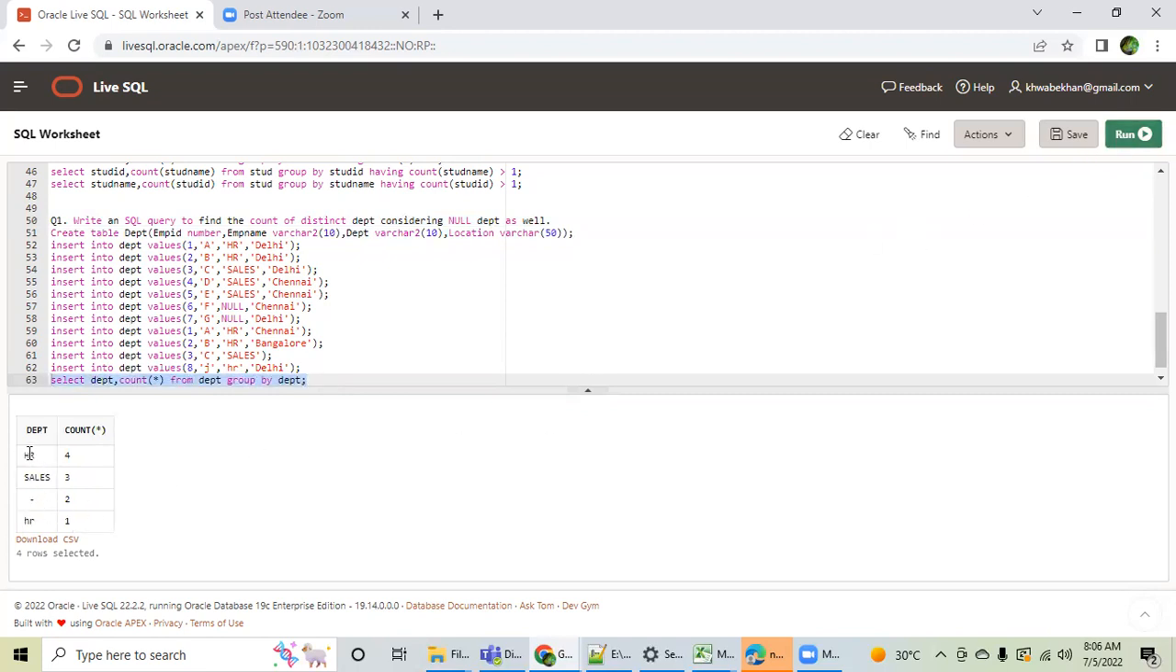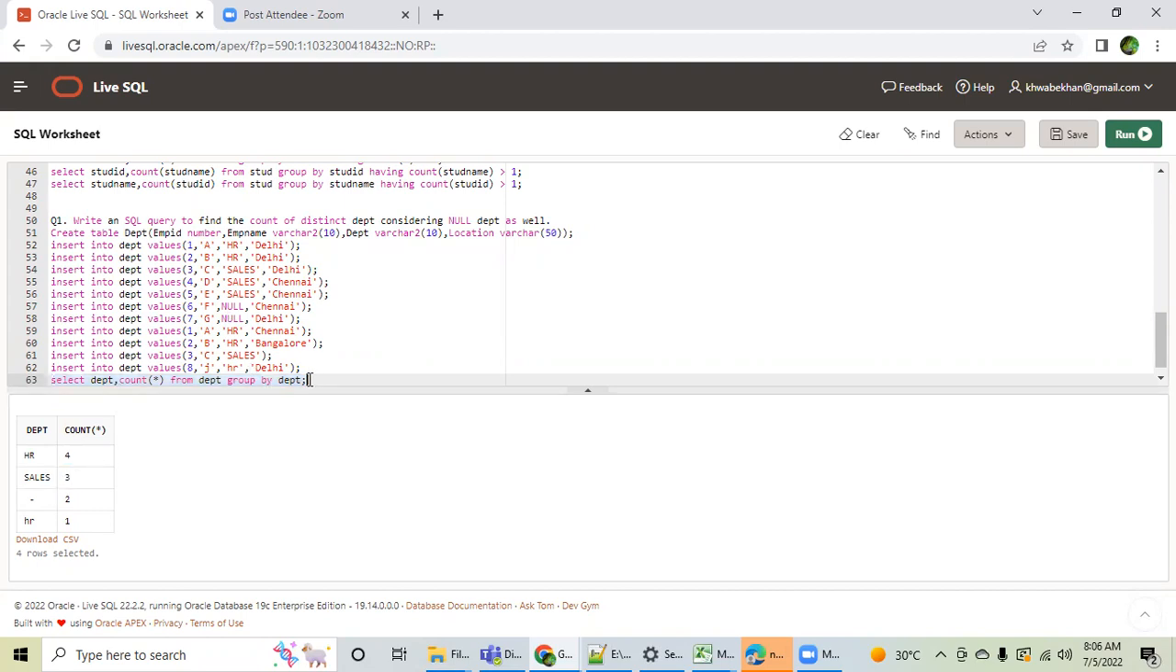This is giving you that in HR there are 4 records. For sales there are 3 records. For null there are 2 records. For this lowercase hr there is 1 record. But my question is, overall how many departments are there in your organization? That is my question, right? And you have to consider null records as well. Here, from this query, you are telling how many records there are for each and every department. This is not my question.